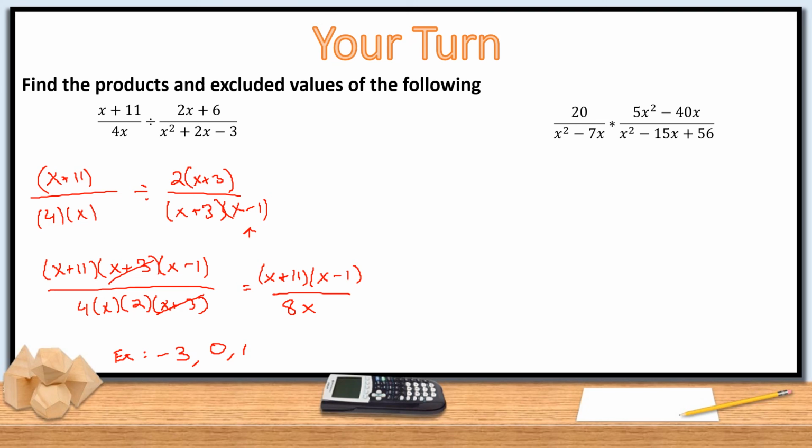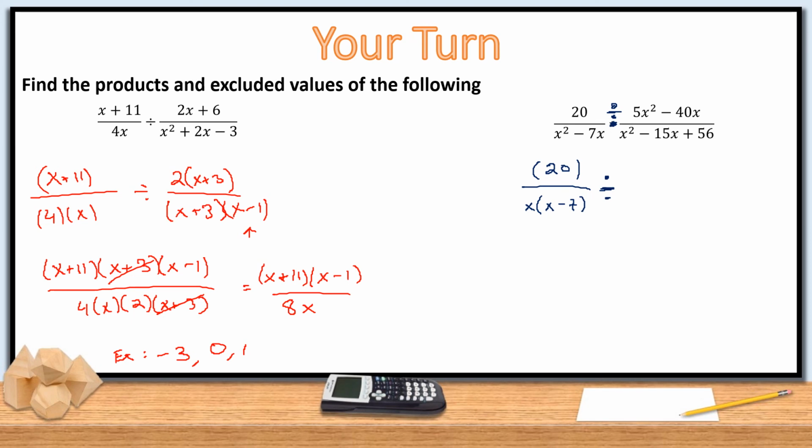For the second one, top part's already good. 20 x squared minus 7x, so that's x times x minus 7. And this one is multiplied, so we actually can go straight across here. You know what? I think that was a typo on my part. Let's make that a division symbol because we're practicing division at the moment. So to make it a division symbol, so let's divide this.